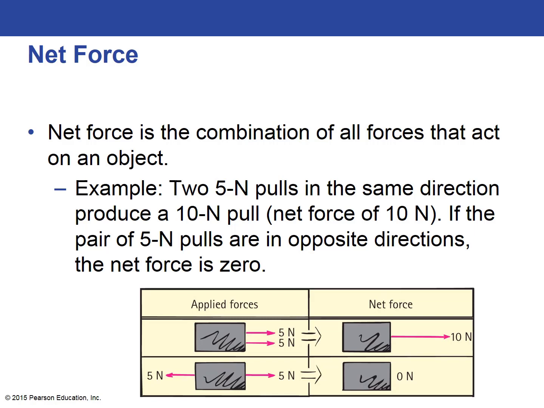Now, in the second example, what we see happening is that if the forces of 5 newtons are applied in opposite directions, then the vectorial sum of those two forces adds up to 0. And that is, of course, the net force of 0. And that's the condition we talked about in Newton's first law.